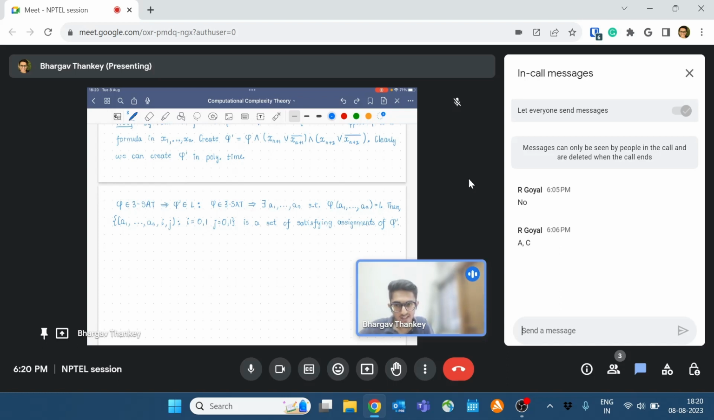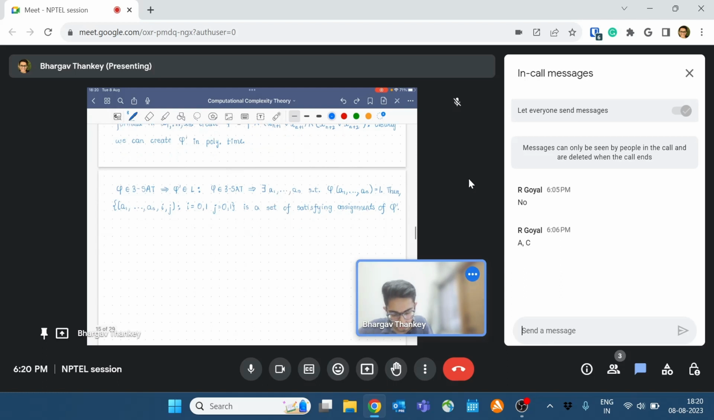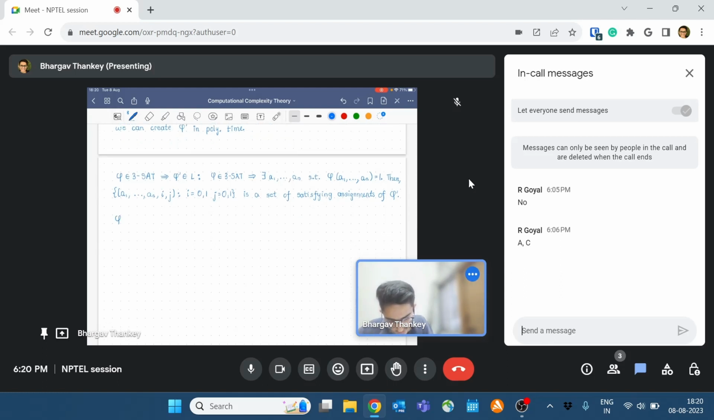Okay, so this shows one part: if phi is in 3 sat, then phi prime is in L. We also need to show the other part. We need to show that phi prime is in L implies phi is in 3 sat. But we can also show the contrapositive of it, which is if phi is not in 3 sat, then phi prime is not in L.